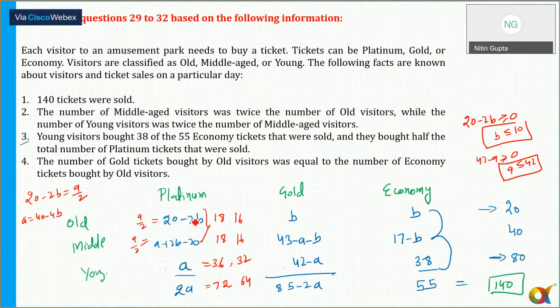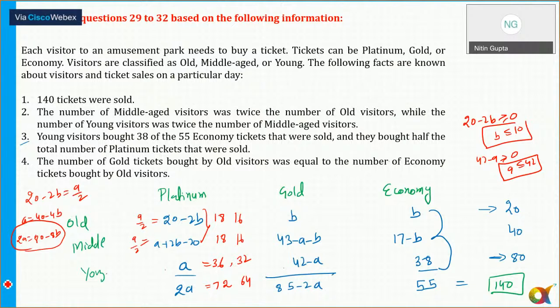Alright. So 20 minus 2B has to be equal to A by 2 and A by 2, and this is equal to A. So A is equal to 40 minus 4B. So that is 2A equal to 80 minus 8B. So in that case, the total number of platinum seats has to be a multiple of 8.